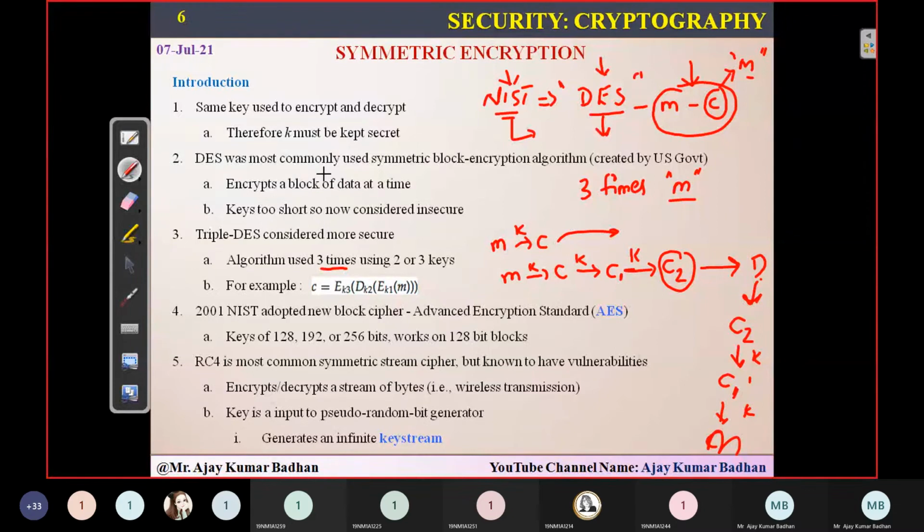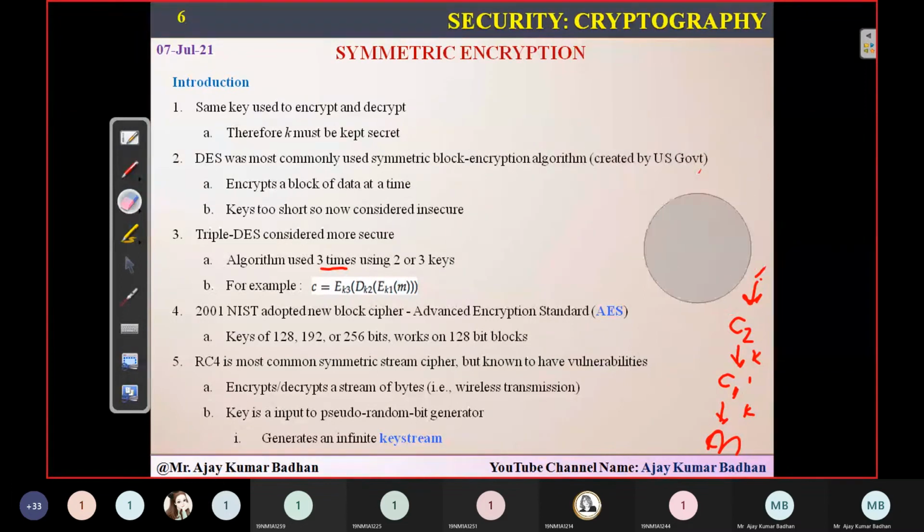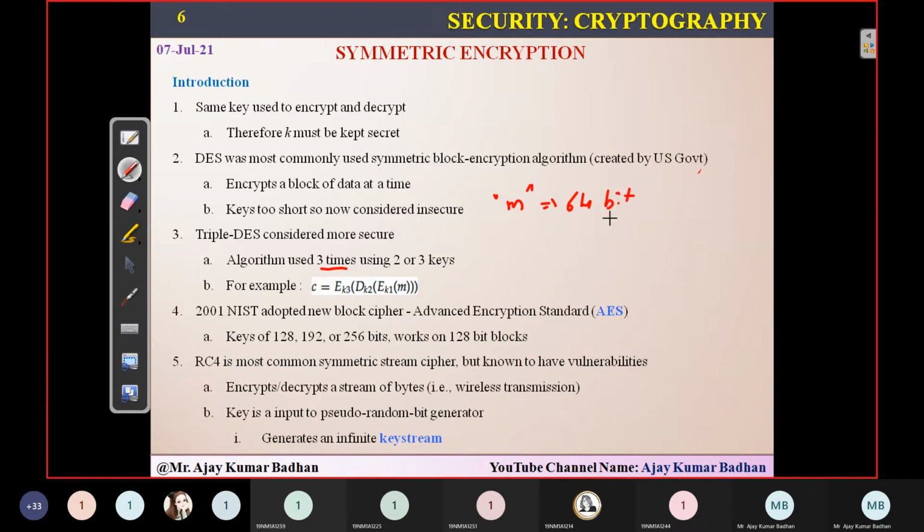Now the question is how exactly they applied this. They have some techniques here. Suppose you want to send a message: the size of the message they usually take is 64 bits. Remember this. When they applied only a single DES algorithm, they took a 64-bit message. Whatever the message size, suppose it is 128 bits, they initially take the first 64 bits and encrypt it.